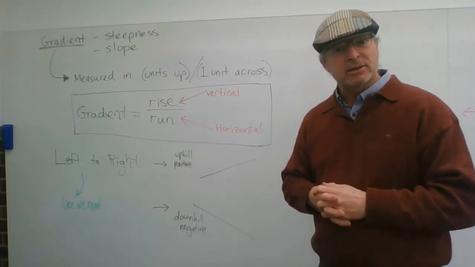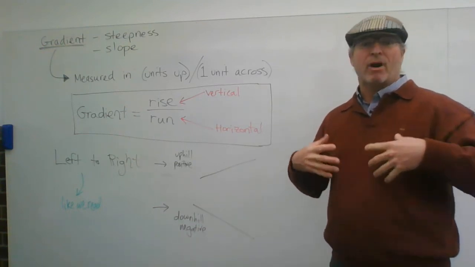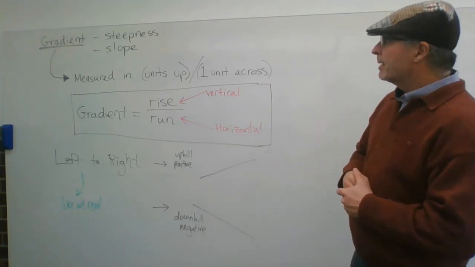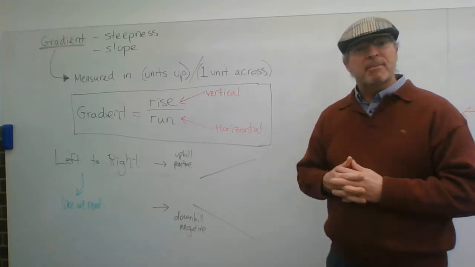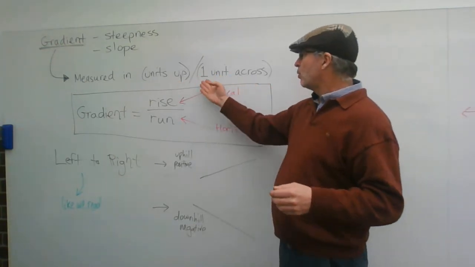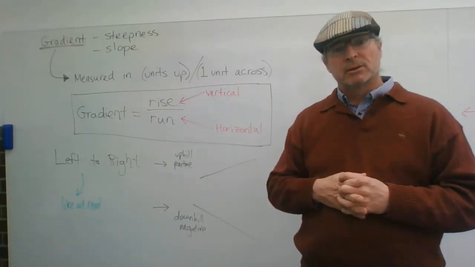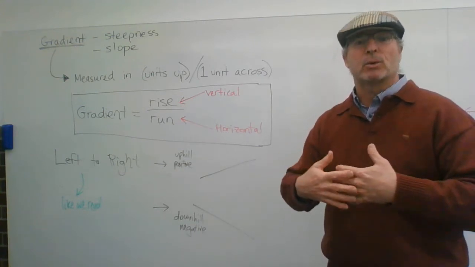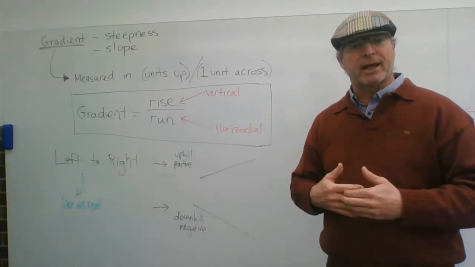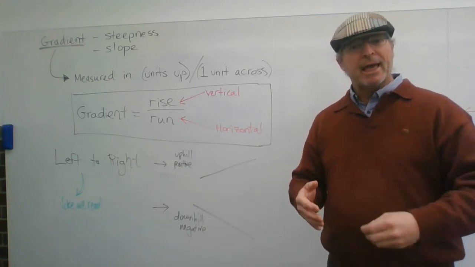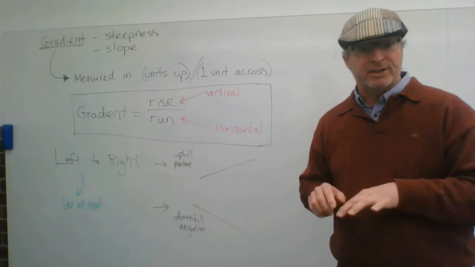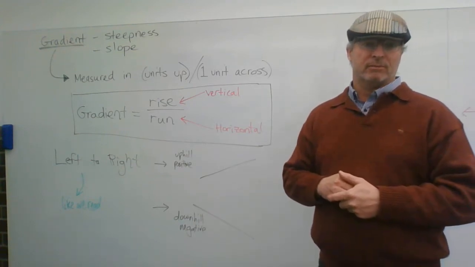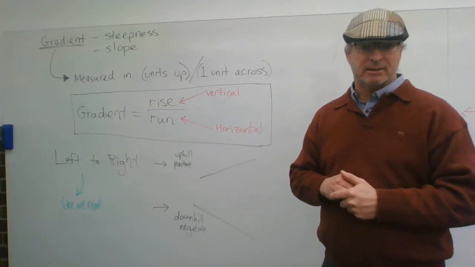The gradient of a mountain, the gradient of a ski slope will tell you how steep it is. Now, gradient on the number plane is measured in units up per 1 unit across. Now, we might use a number of units up compared to a number of units across in order to calculate that. But in the end, we say, how many units do you go up or down for every unit you go across? That tells you how steep it is.